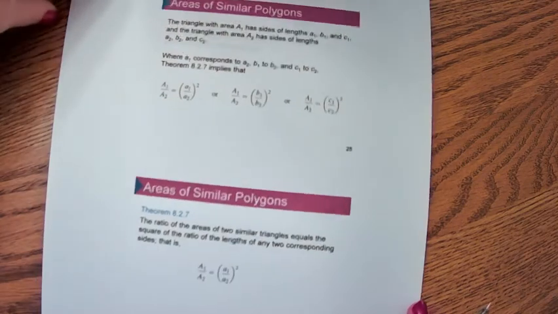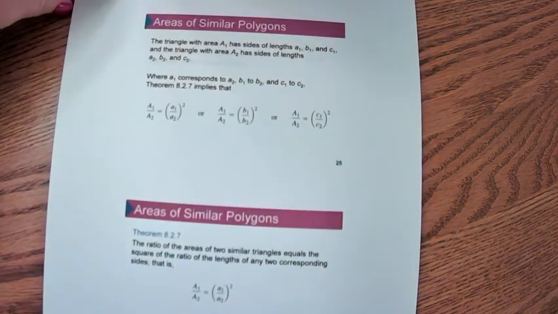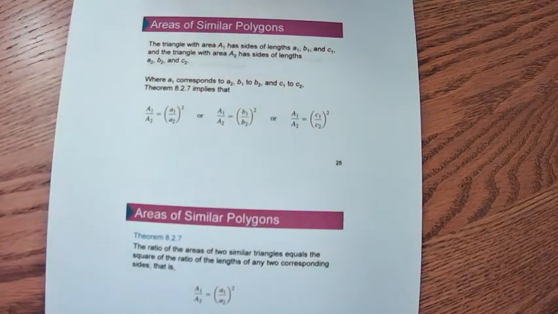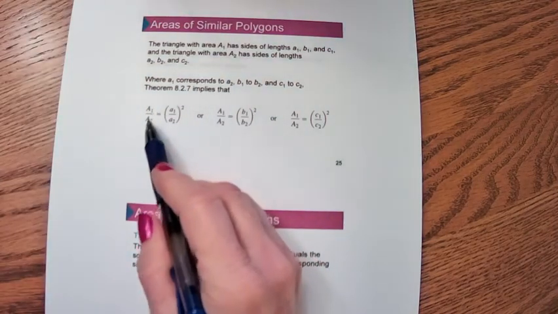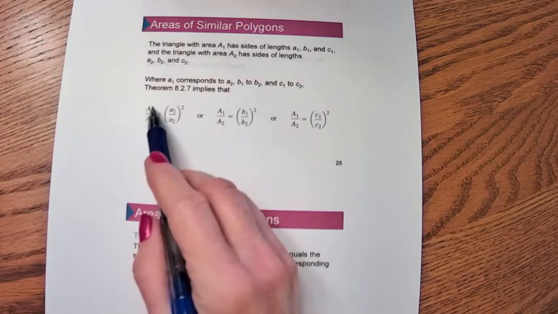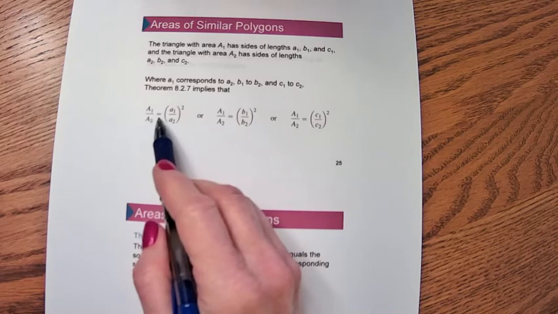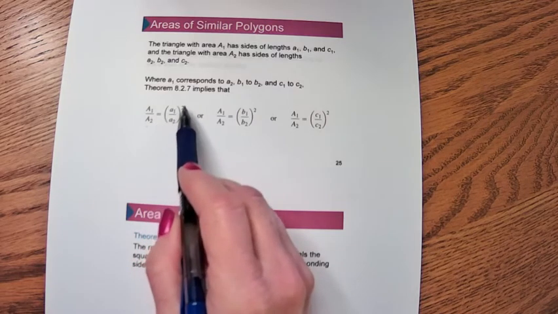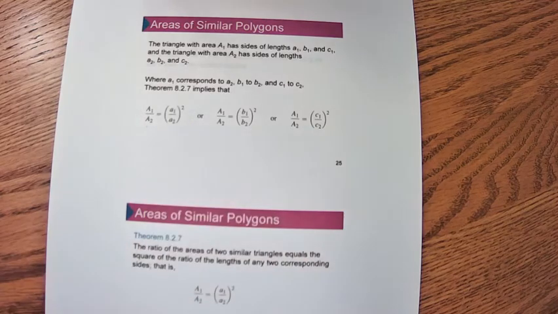So, since area is a square unit, the area of the first triangle to the area of the second triangle is equal to the ratio of the first side to the second side squared, because area is a square unit.